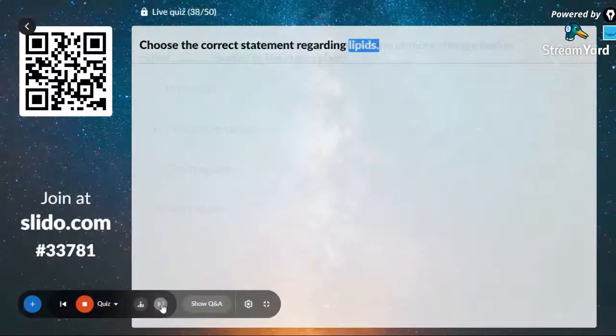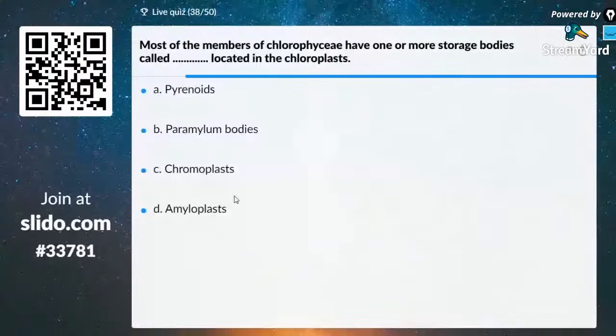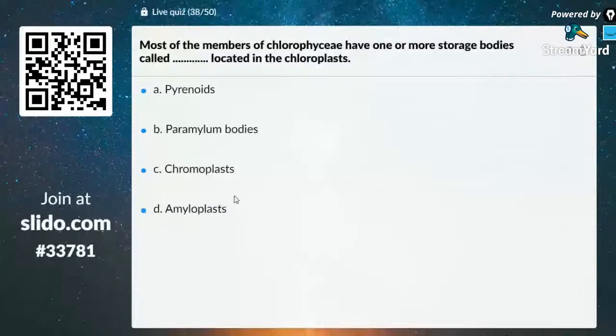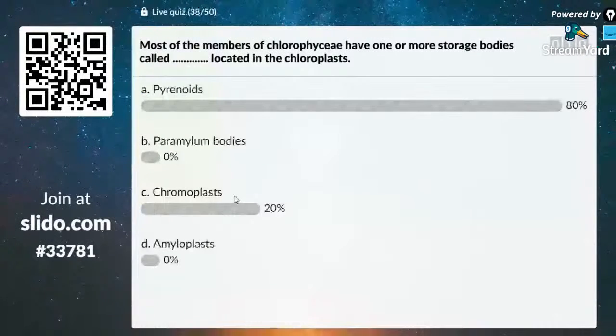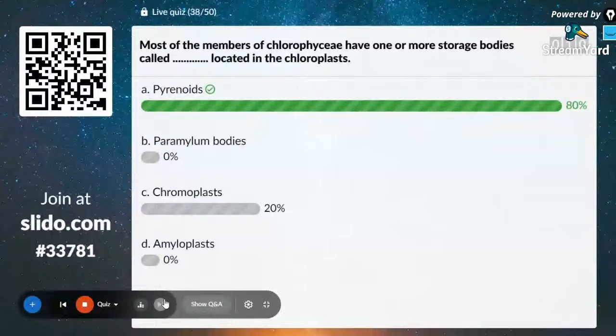Most of the members of Chlorophyceae, green algae, have one or more storage bodies called dash located in the chloroplast. Guys, it is not chromoplast, it is pyrenoids. It is in your textbook, on the part Chlorophyceae. Next question.